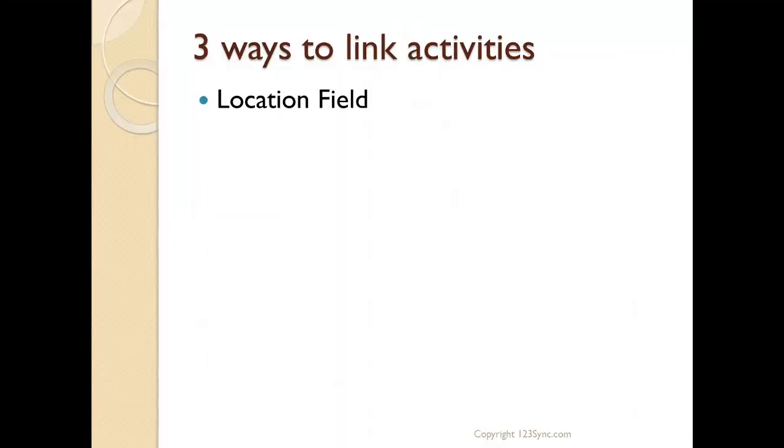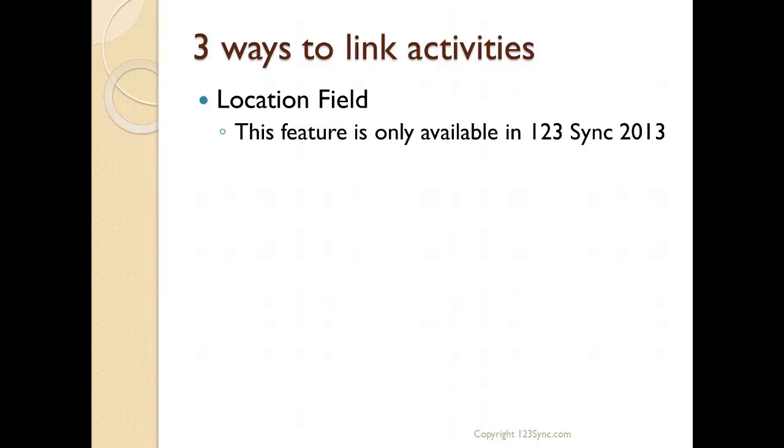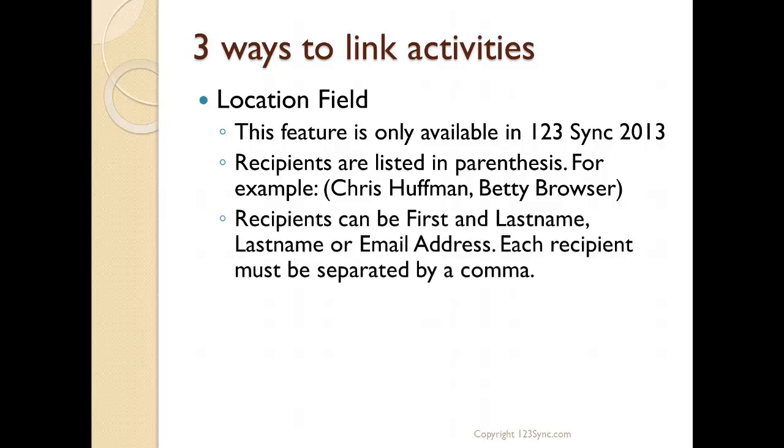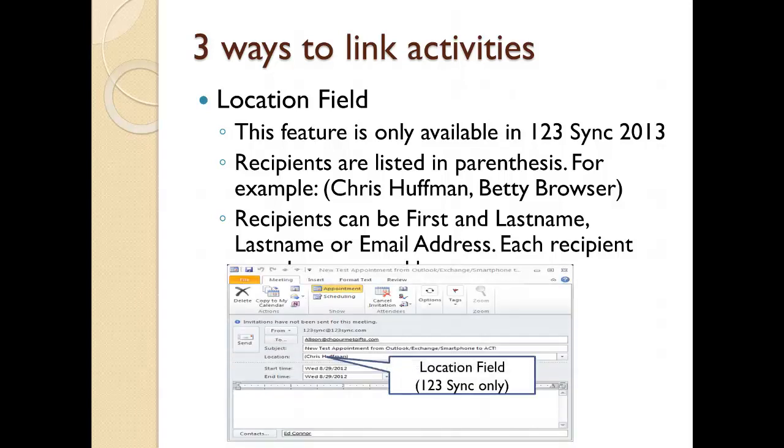So now to the most exciting new feature of 123Sync 2013, which is the usage of the location field. This feature is only available on 123Sync 2013 and the latest version 15.2 that you can download from our website. Here you can actually, on the location field of the activity, put in the users or the contacts that you want to link to the activity. In this case it would be Chris Huffman, Betty Browser, and the recipients on this list can be first and last name, or just last name, or email address. So each recipient has to be separated by a comma.